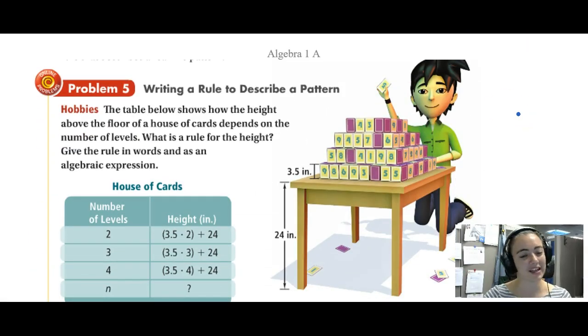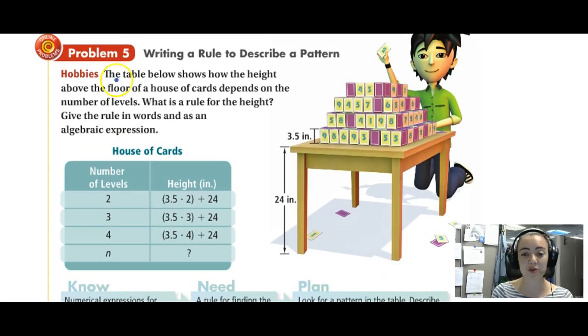All right, welcome back again. Now we're going to work through problem 5. We're going to write a rule to describe a pattern. In this problem, it looks like we've got a nice little picture that goes along with it, and it's titled Hobbies. The table below shows how the height above the floor of a house of cards depends on the number of levels. What is the rule for the height? Give the rule in words and as an algebraic expression. So we have to do two different things here: give it in words and as an algebraic expression.